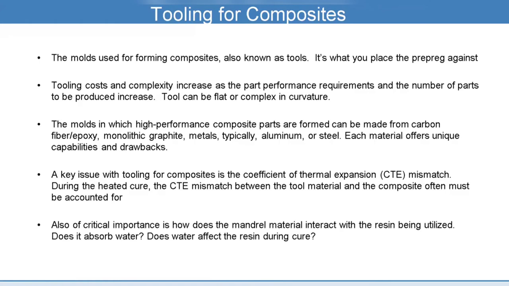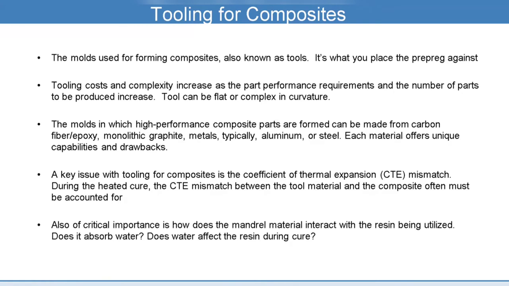Tooling costs and complexities increase as part of performance requirements and the number of parts. The tool can be flat or complex in curvature. The molds in which high performance composite materials are formed can be made from carbon fiber, monolithic graphite, metals, and you know, there are some benefits going with composites for some of this tooling. The reason is because the coefficient of thermal expansion is fairly low, while that may not be the case for other applications. A key issue with tooling for composites is the coefficient of thermal expansion mismatch. That's what I just discussed. And so going with high performance applications, you can minimize those issues.